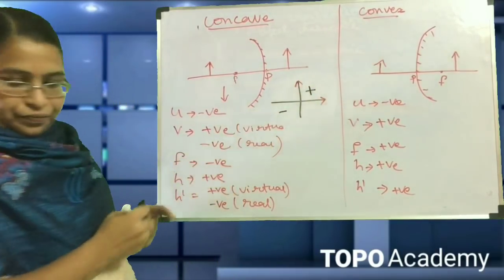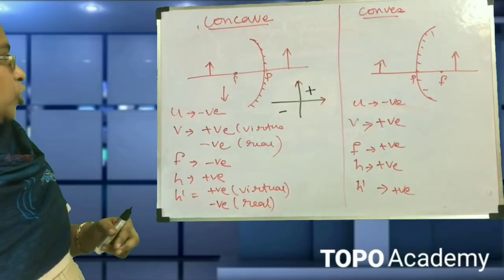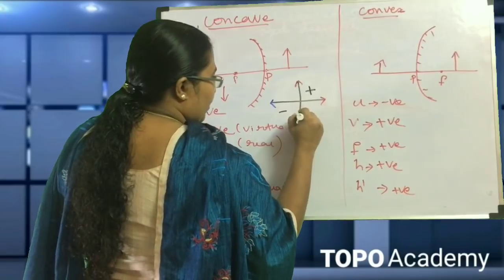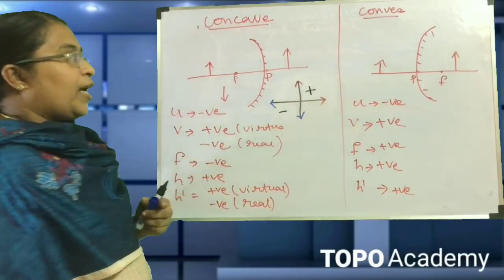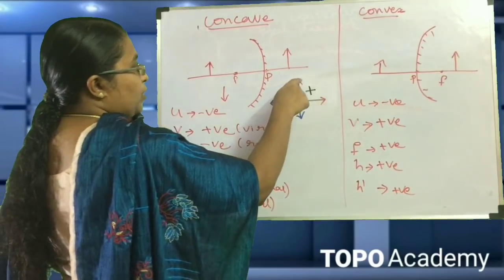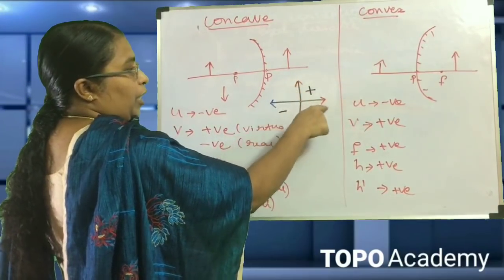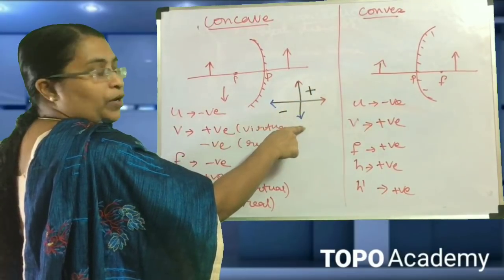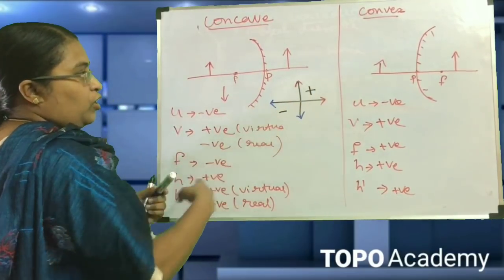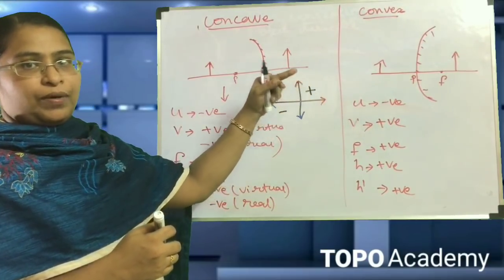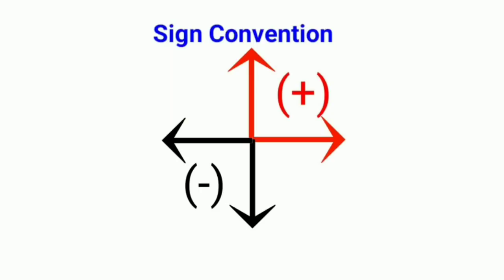And here, the measurements taken to the left hand side and downward direction are taken as negative. So this is for your easy remembering. The upward direction and right hand side are taken as positive, and the left hand side and the downward direction are taken as negative. By looking at this figure, you can easily remember these sign conventions.